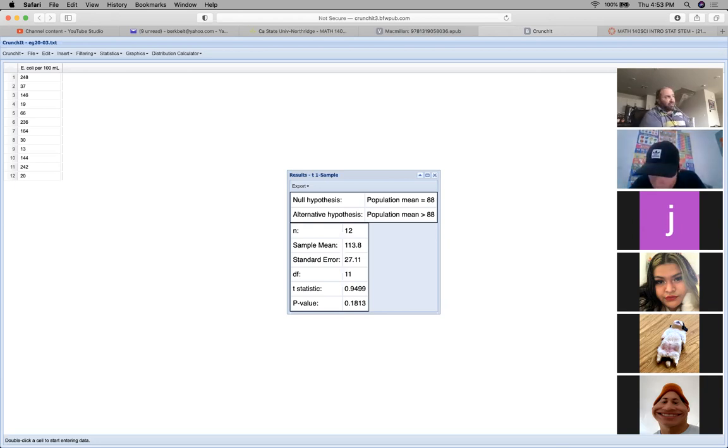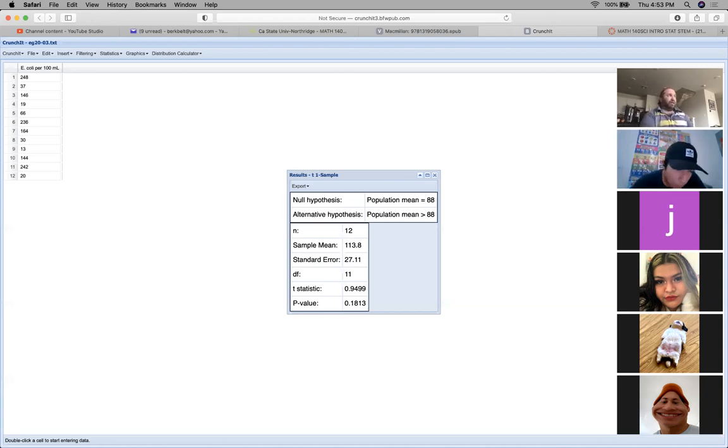Usually 5% is the cutoff if we're not given another value. So the p-value is greater than 5%, correct? If the p-value is greater than 5%, or alpha in general, do we reject or not reject? What is our conclusion? We do not reject the null hypothesis.